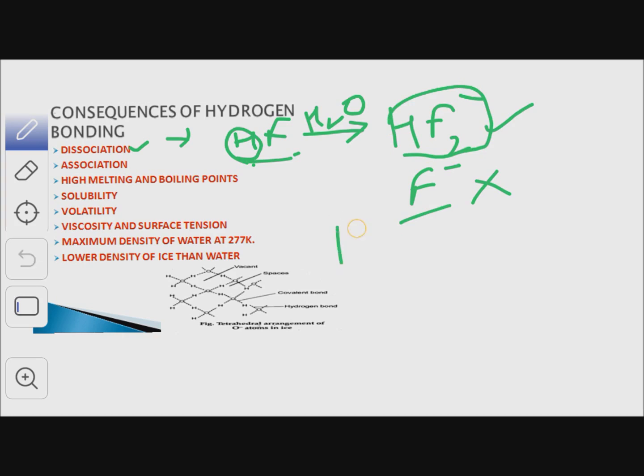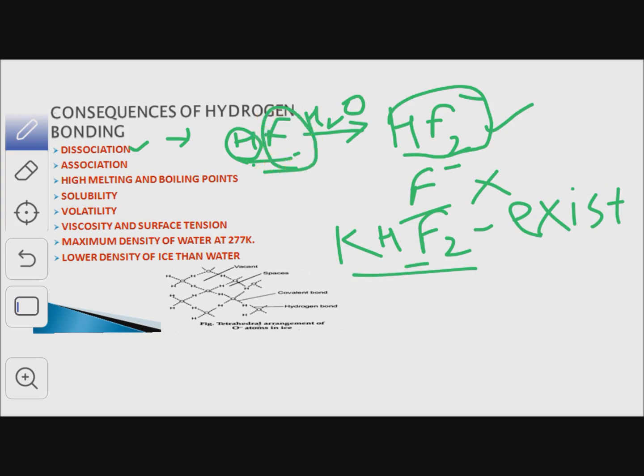the KHF2 molecule exists. This is the reason for existence of KHF2 molecule. Because of hydrogen bonding, the fluoride ions do not dissociate into water. They are not produced in water. HF2 negative ions are produced in water due to hydrogen bonding.